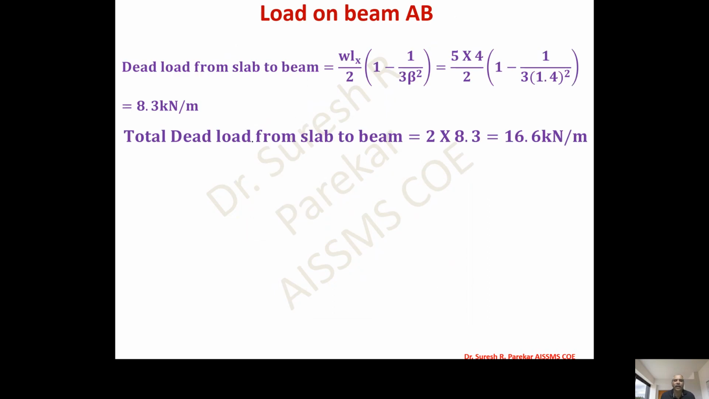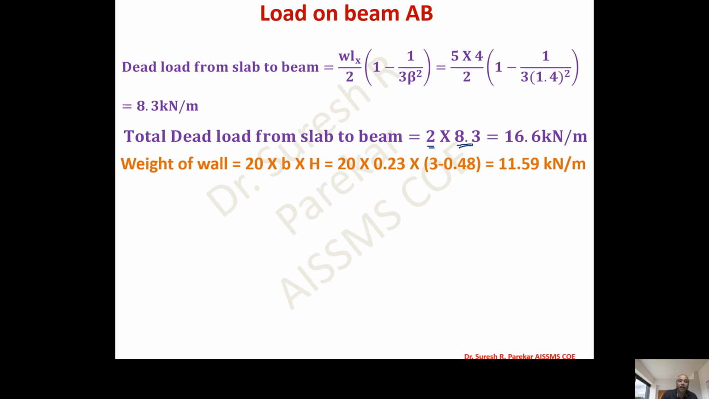Then we have total dead load from slab to beam. So now we have trapezoid from both sides, and therefore we have multiplied by 2. We have same slabs and same beta value, and therefore we made it as doubled. Now weight of wall, we have 20 BH, 20 into 0.3, 3 minus 0.48, because this is overall depth of the beam, and that will give me 11.59 kilonewton per meter.